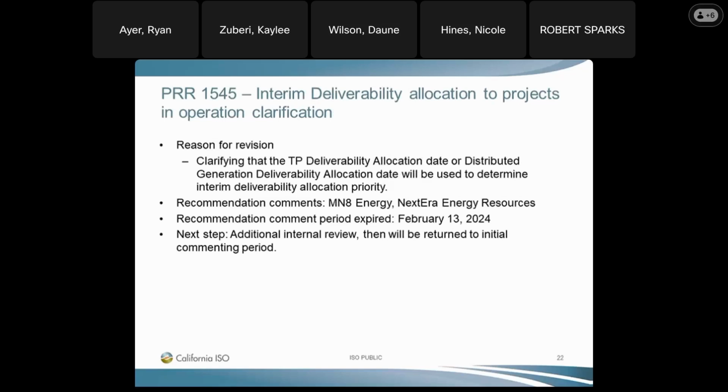PRR 1545 is on hold. It was a PRR to clarify that the TP deliverability allocation date for distributed generation deliverability allocation date would be used to determine interim deliverability allocation priority. The ISO has decided to hold this and pursue it at a later time.